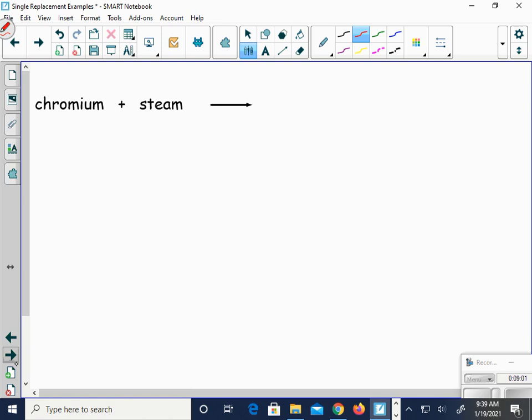Here's my next one. Chromium is reacting with steam. Now, ladies and gentlemen, what is steam? Well, steam is just simply water in the gaseous state.